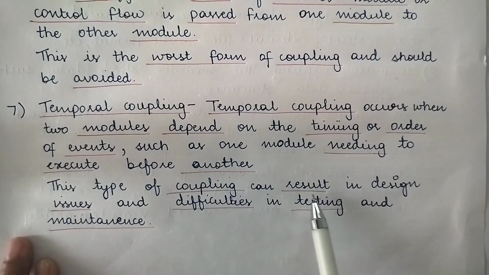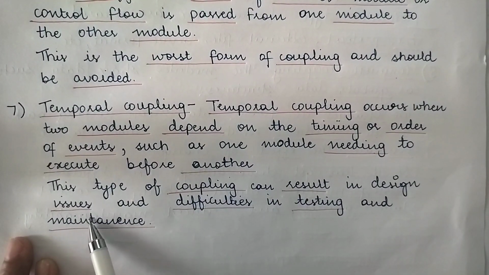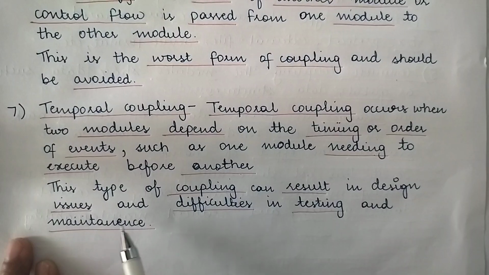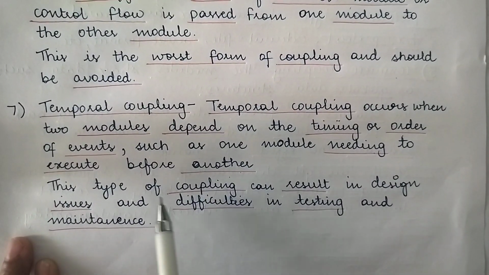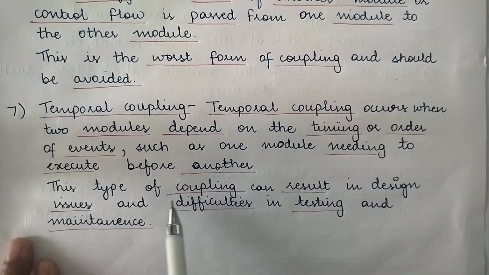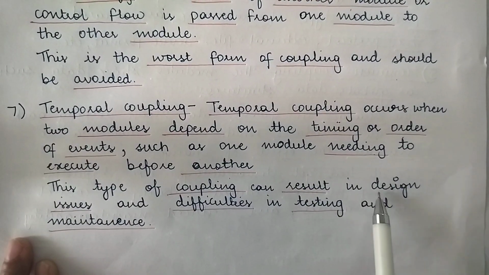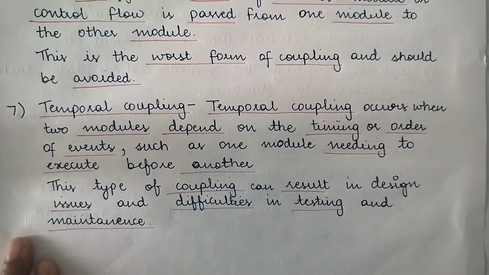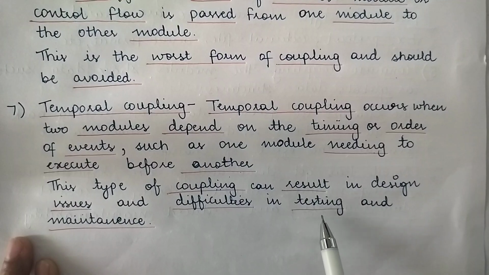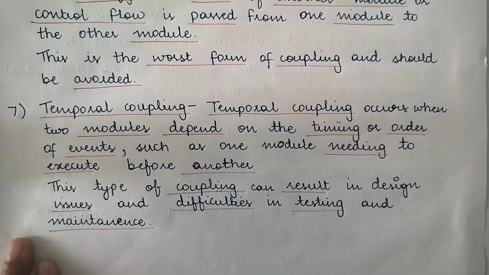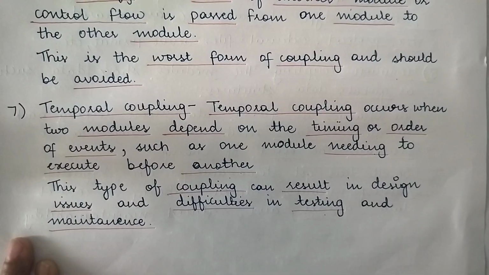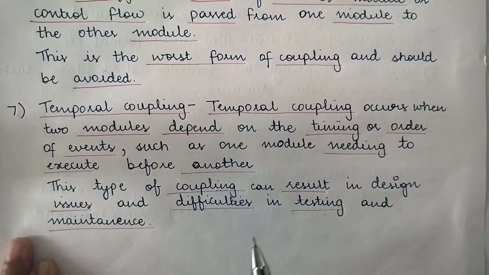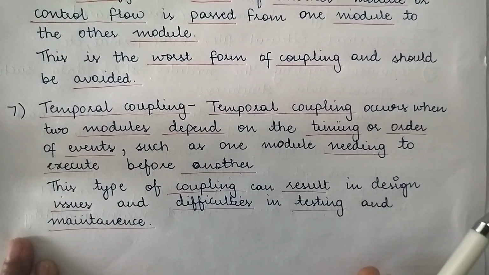This type of coupling can result in design issues, because first of all, during design you will have to decide which module to design first. You do not have the liberty to design any module at any given point of time. Rather you have to decide which module to design first. And of course there are difficulties in testing also, because you cannot test module 2 before testing module 1. So again there is a lot of dependency in testing and maintenance also.